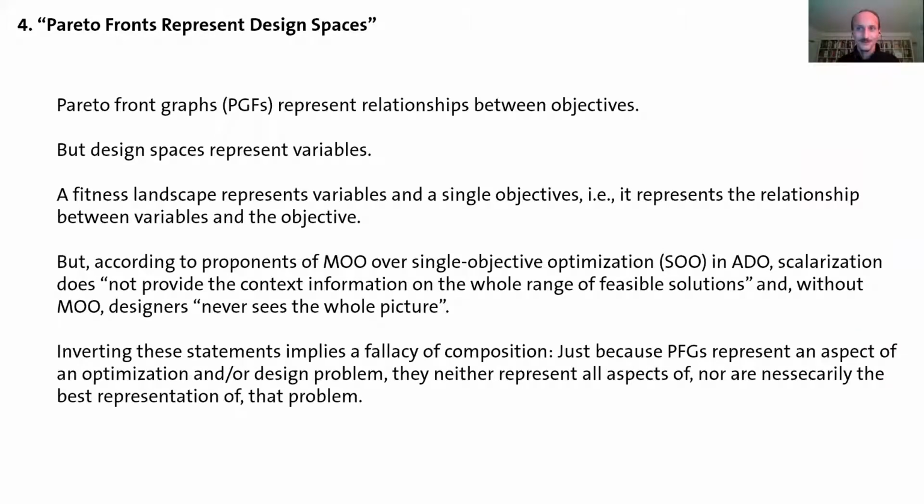But this is sometimes something that people suggest. All right, so I have some quotes here where people say that, well, if you use scalarization, you do not have the context of the whole range of solutions, or if you don't use multi-objective optimization, you never see the whole picture. But this seems to suggest that if you use multi-objective optimization, you will always see the full picture and you will always see the whole range of solutions, and that's clearly not true, right?